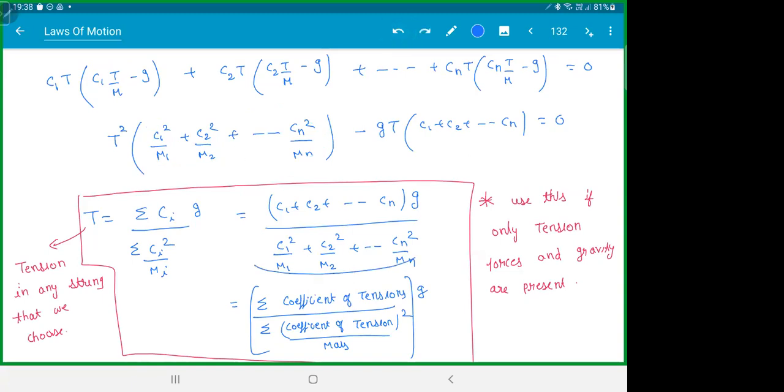Actually, I should have written this first and then written this next. I took it in reverse. C1 plus C2 plus C3, sigma Ci, right? Got it? First I should have written this, then this will become this. I wrote it in reverse.